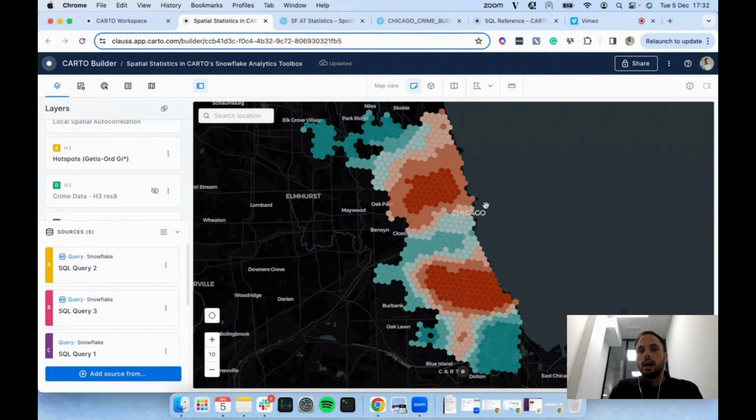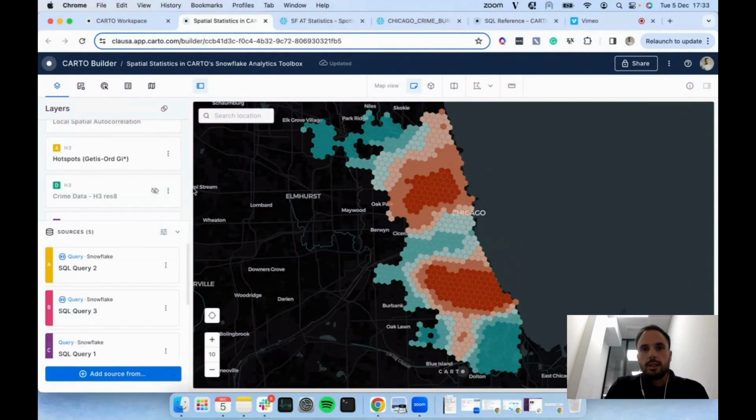So we can see two clear hotspots in the city of Chicago, and then we can see some cold spots, which probably correspond to parks or areas where there are fewer homes. But then definitely we can see other areas with homes and also a low concentration of crime.